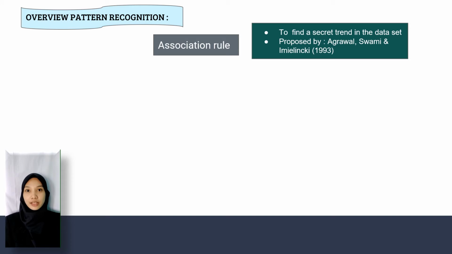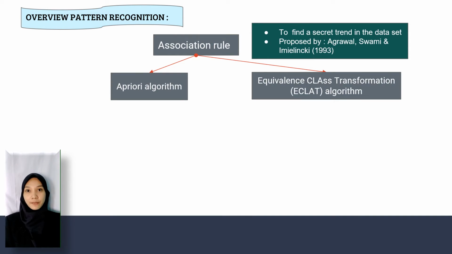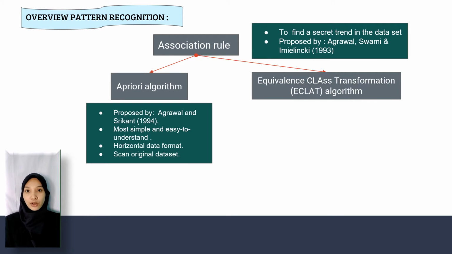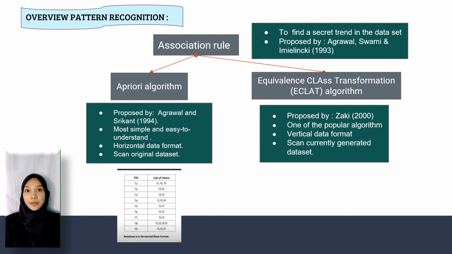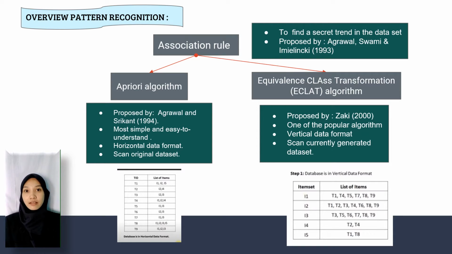To generate the rules, this project used the Apriori and Equivalence Class Transformation, known as the Eclat algorithm. The Apriori algorithm was proposed by Agrawal and Srikant in 1994, where the Apriori algorithm is the simplest and easiest to understand. It uses horizontal format as figured below, and it scans the original dataset for searching the frequent item sets. Meanwhile, the Eclat algorithm was proposed by Zaki in 2000, where the Eclat algorithm is one of the most famous algorithms because it uses vertical data format as figured below. Thus, it scans the currently generated dataset.